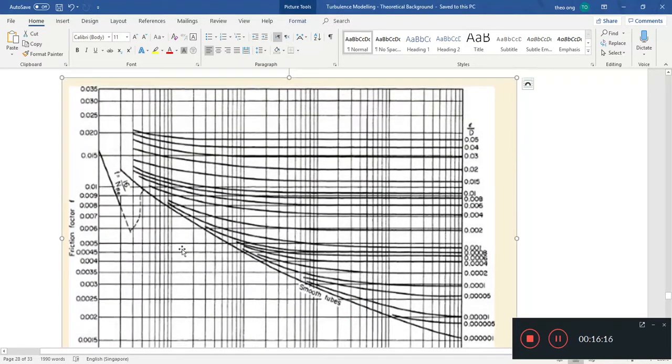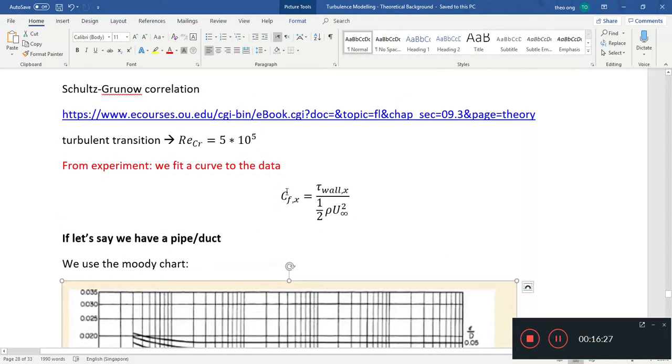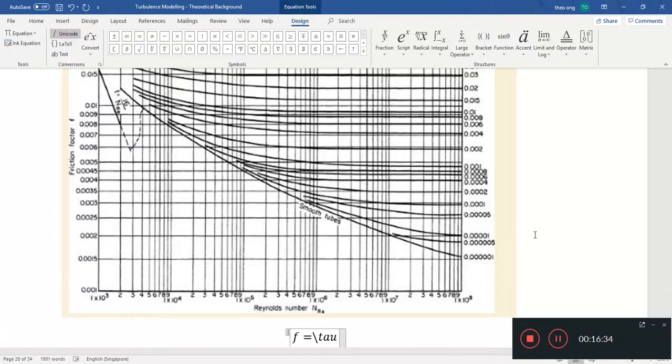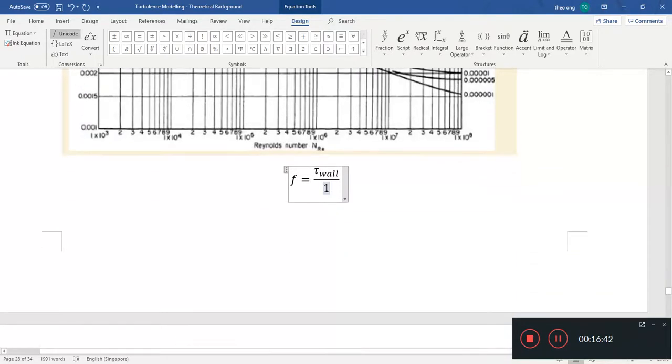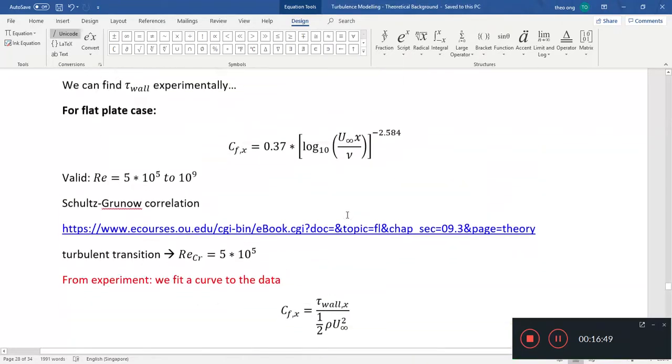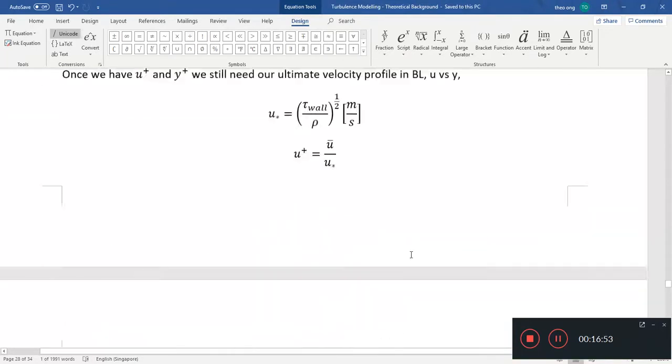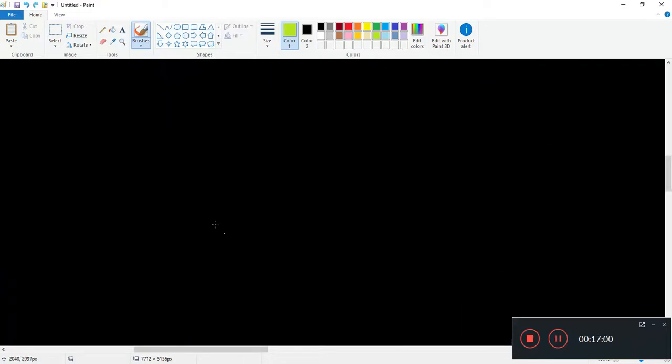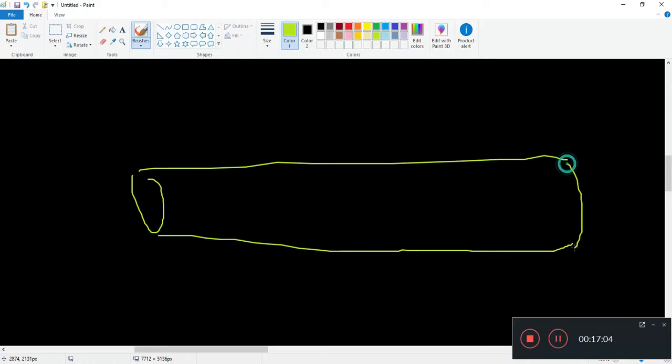So this will tell you the friction coefficient for the turbulent region as a function of the Reynolds number and, of course, surface roughness. We can see that the friction factor equals tau wall over half rho U average squared. Notice that for the flat plate flow, the reference velocity is the free stream velocity, but for a pipe flow, the reference velocity is the average velocity or the superficial velocity.